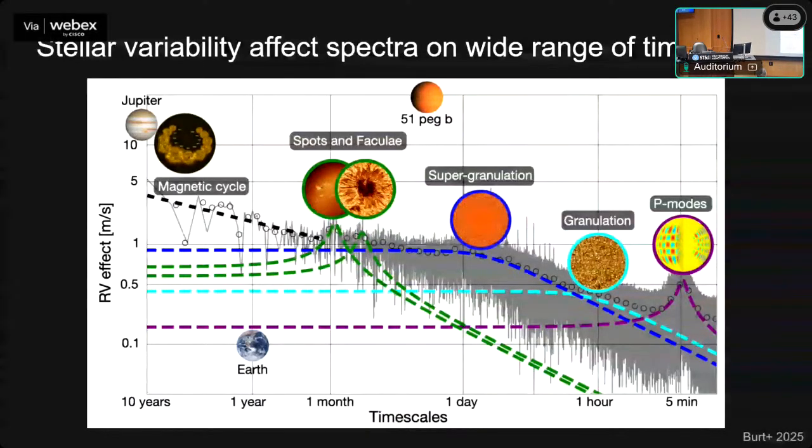And so the region we're most concerned about is rotationally modulated features over the course of rotation, from magnetic activity cycles down to granulation and supergranulation, the many convective cells rising up and falling down. To first order they average out, but to second order it's more complicated, and there's an imprinting on the spectrum.